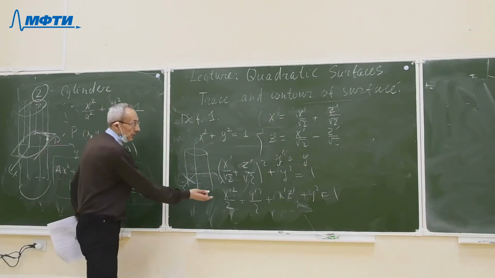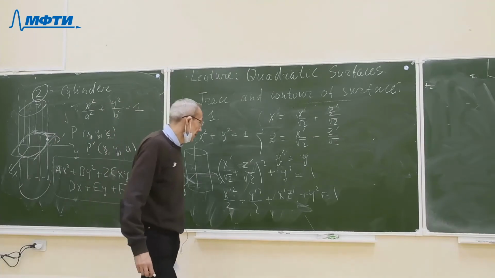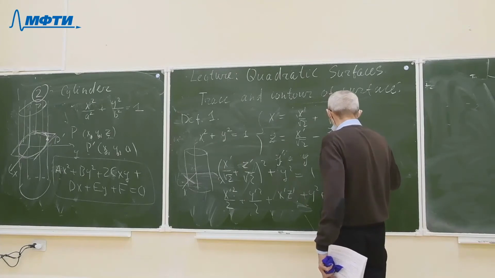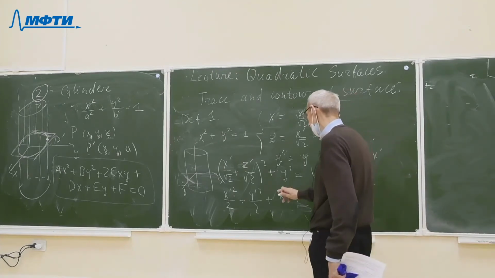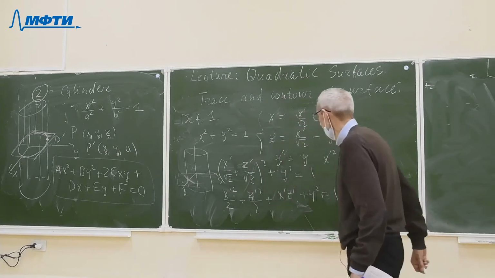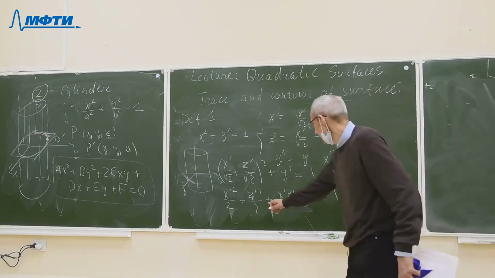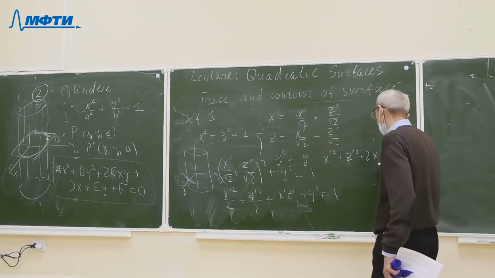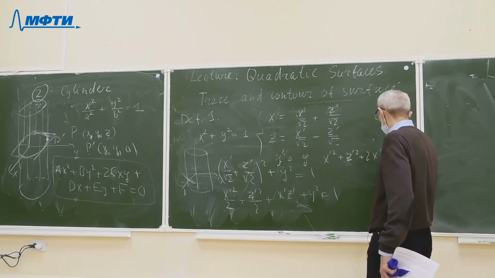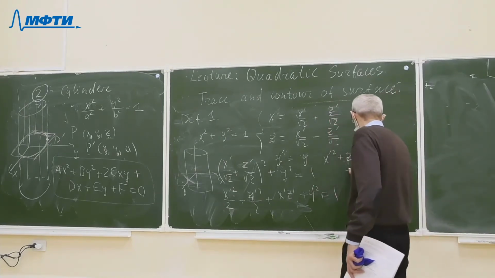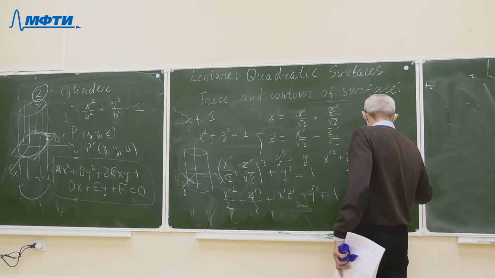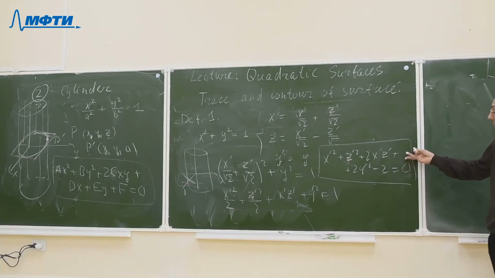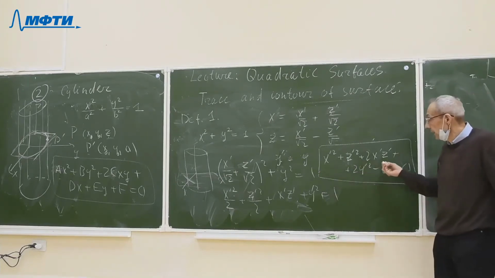And we obtain the following equation for the cylinder: x prime square plus y prime square plus z prime square plus 2x prime z prime plus 2y prime minus 2 is equal 0. And we obtain the new equation of the cylinder in a rather arbitrary form.